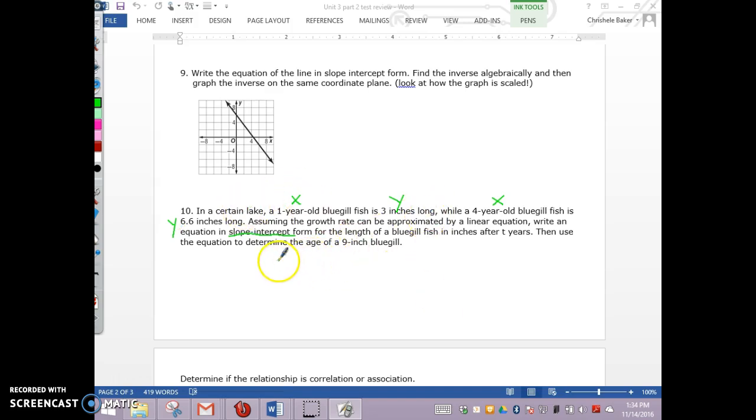So I'm going to find my slope. 6.6 minus 3 over 4 minus 1. That's 3.6 over 3, which is 1.2. y equals 1.2x plus. Now I'm going to think about my b. What does b mean? What's a y-intercept? It's your starting point. So when the bluegill fish is born, how big is it? 1.8. Because at 1, it was at 3, we have to go back 1.2. So 3 minus 1.2 gives me my 1.8.